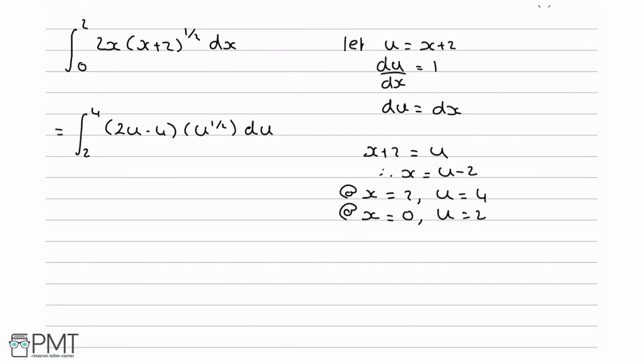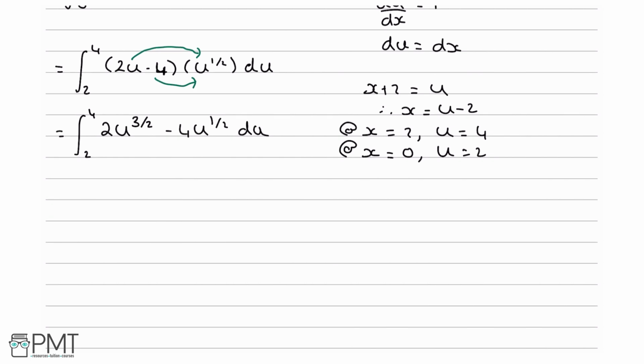I'm going to expand the brackets out now, so it's going to become the integral from 2 to 4 of, let me just rewrite this to make it neater, 2u times u to the half, so that's going to be 2, and then u to the 1 plus a half is going to be u to the 3 over 2, and then minus 4u to the half du. So all I've done here is 2u times u to the half and minus 4 times u to the half.